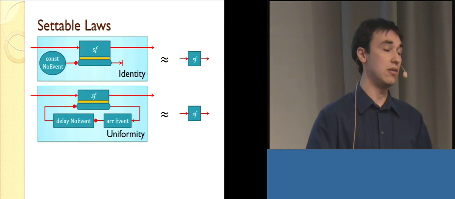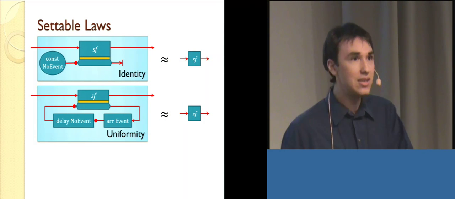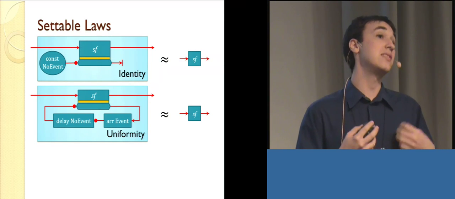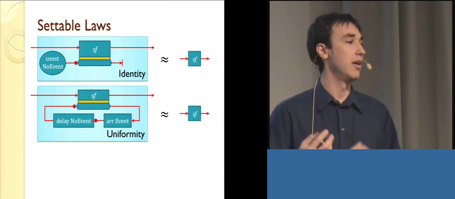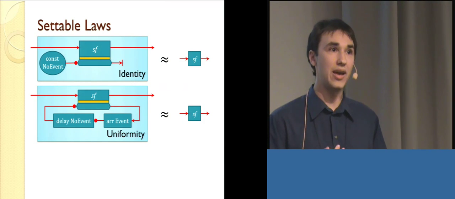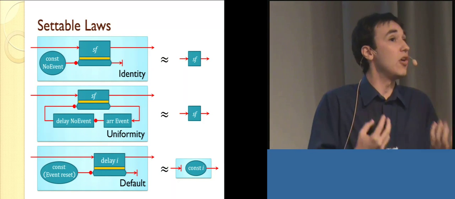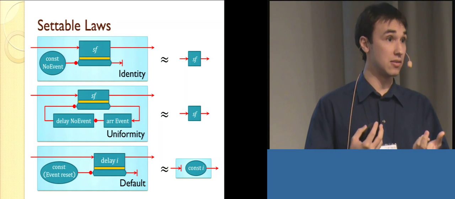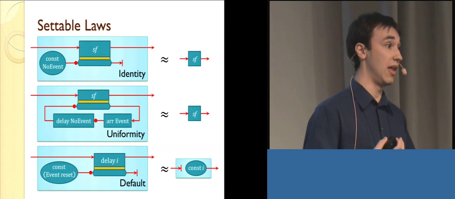Second is the uniformity law, which says that if you take the output state of a settable signal function and immediately feed it back in consistently and constantly, then basically what you're doing is setting the state to itself, to the current state, and thus the signal function will behave as if it weren't settable. And lastly, if you always feed in the default reset event, in this case we feed it into just a delay signal function, then it will act like the initial value, in this case the initial value of the delay.